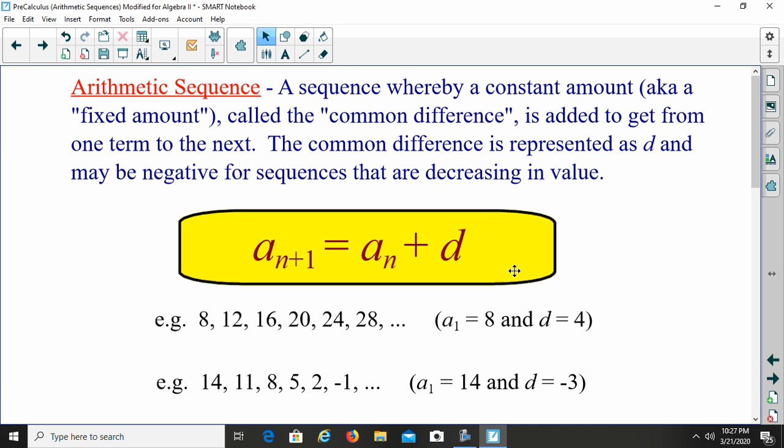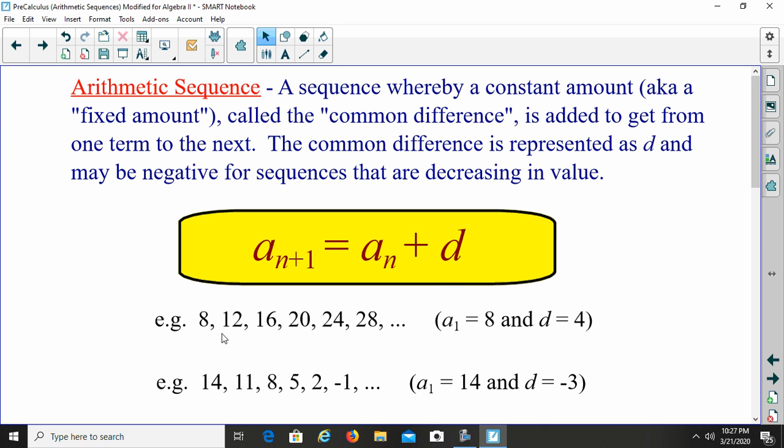You can see that here where we have the recursive definition for an arithmetic sequence. a sub n plus 1 equals a sub n plus d. What we're really saying is to get the n plus first term, we'd have to take the term right before it, which would be a sub n, and add a d onto it.